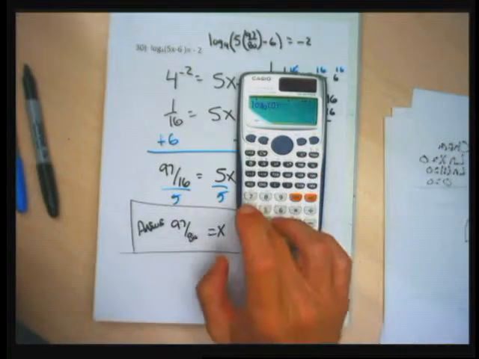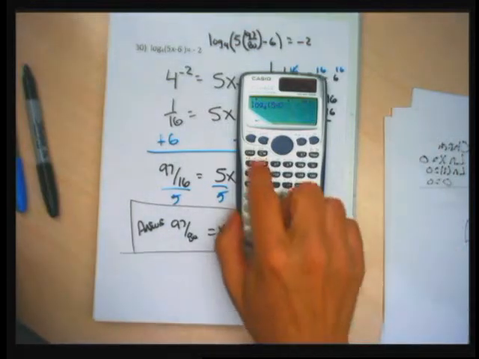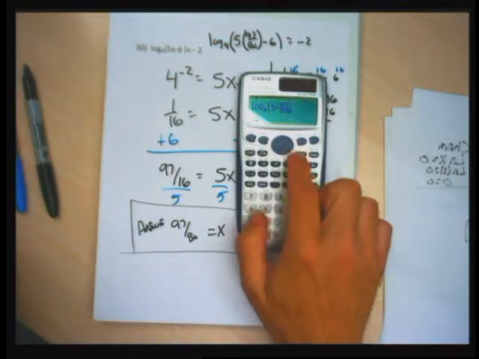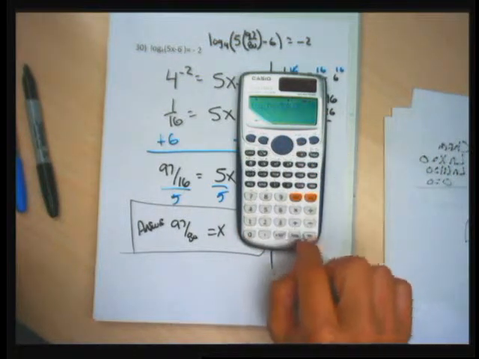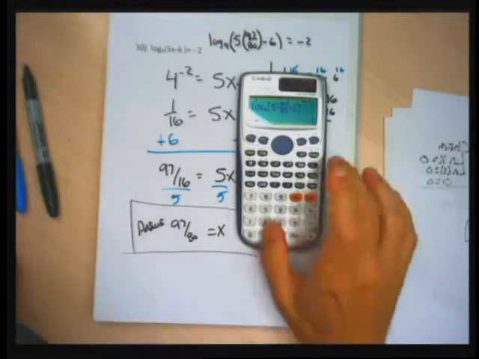Log base 4 of 5. I'll do a times sign. Times fraction 97 over 80 minus 6. Now it gives me the -2. For some reason, it just wasn't liking the parentheses inside the parentheses. I have no idea. It should work.